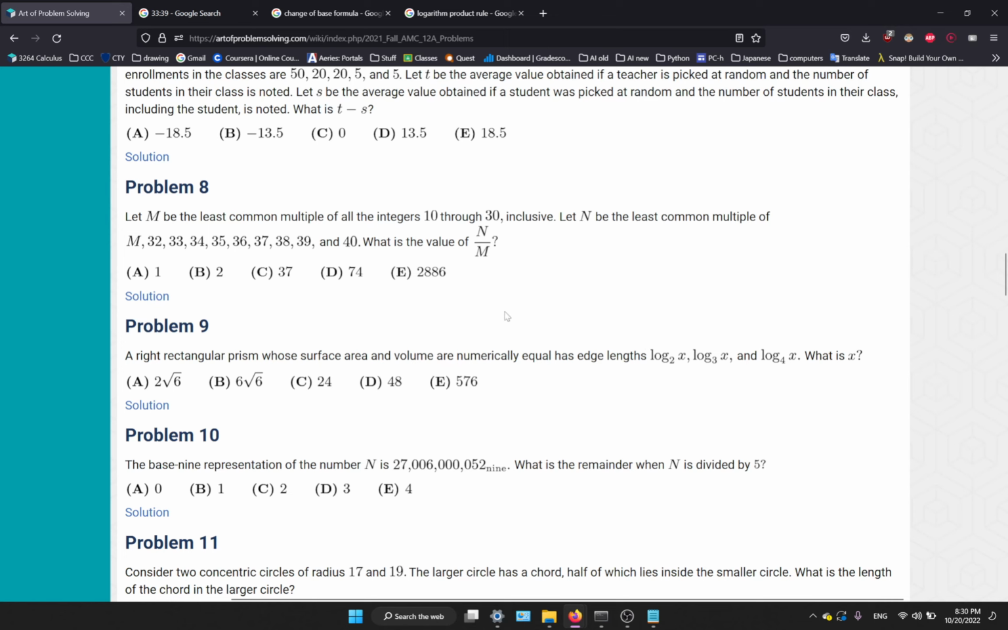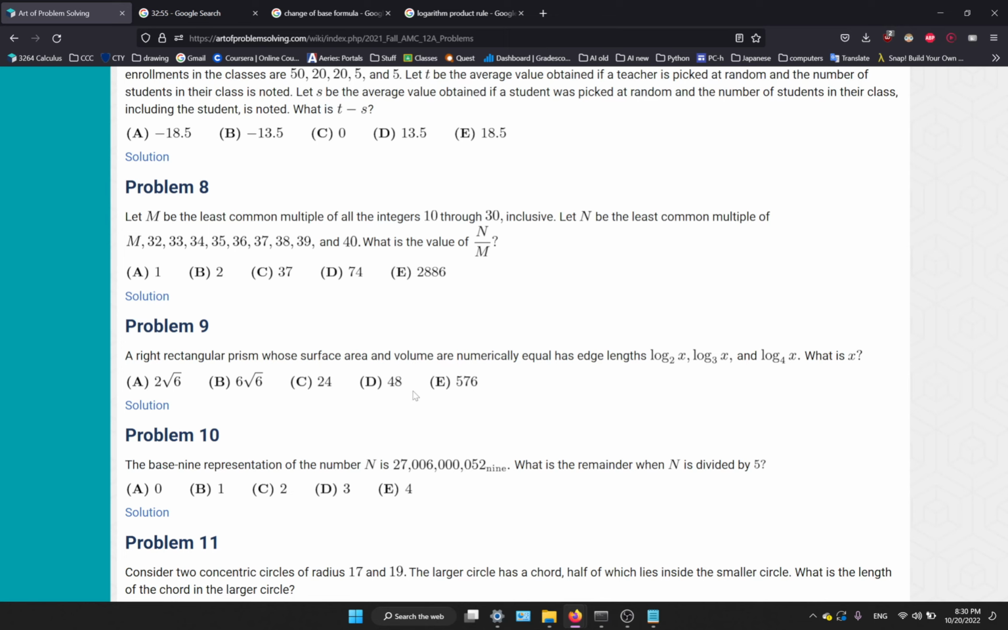I'm about to perform this maneuver here. I don't want logs because none of these answer choices have logs in them. So instead, I'm going to raise both sides to the respective powers of 10. Log 24, and I'm just going to do a little maneuver here. We know that this is times 2, so I'm going to toss that on the top here.